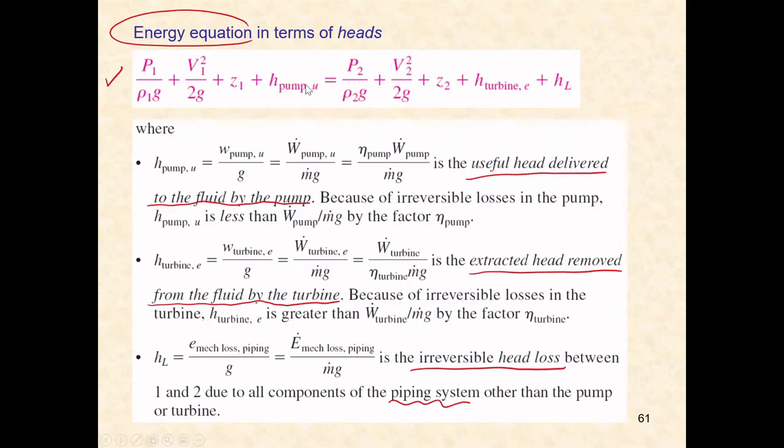So why do we have H pump? H pump is the head provided to the fluid system, and H turbine is the energy taken out from the fluid system. Similarly, HL also takes energy out from the system, but this head loss refers to the minor loss and major loss. For example, friction in the pipe. These are head losses. A sudden contraction or expansion in the pipe is also head loss, HL.